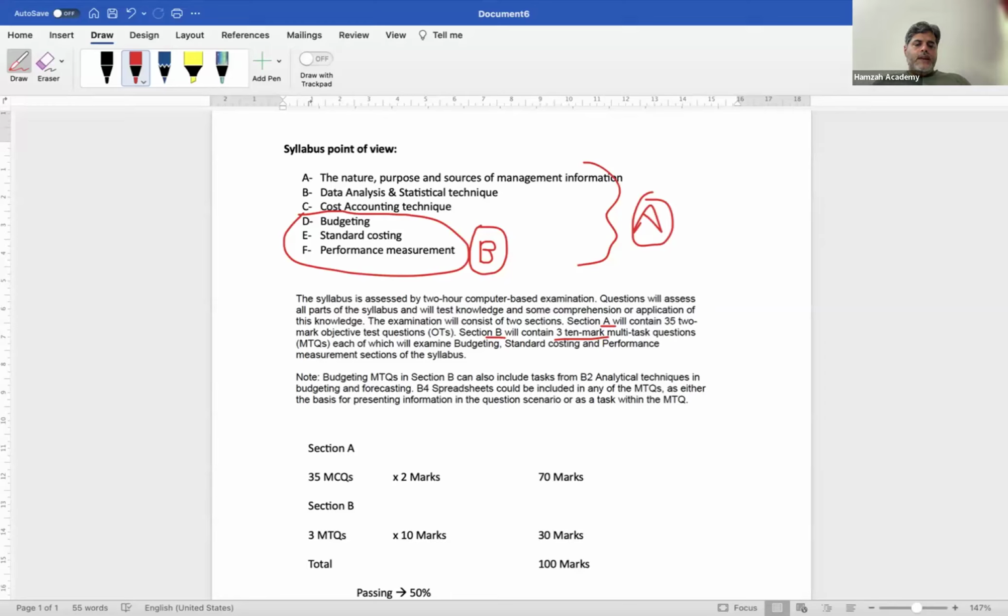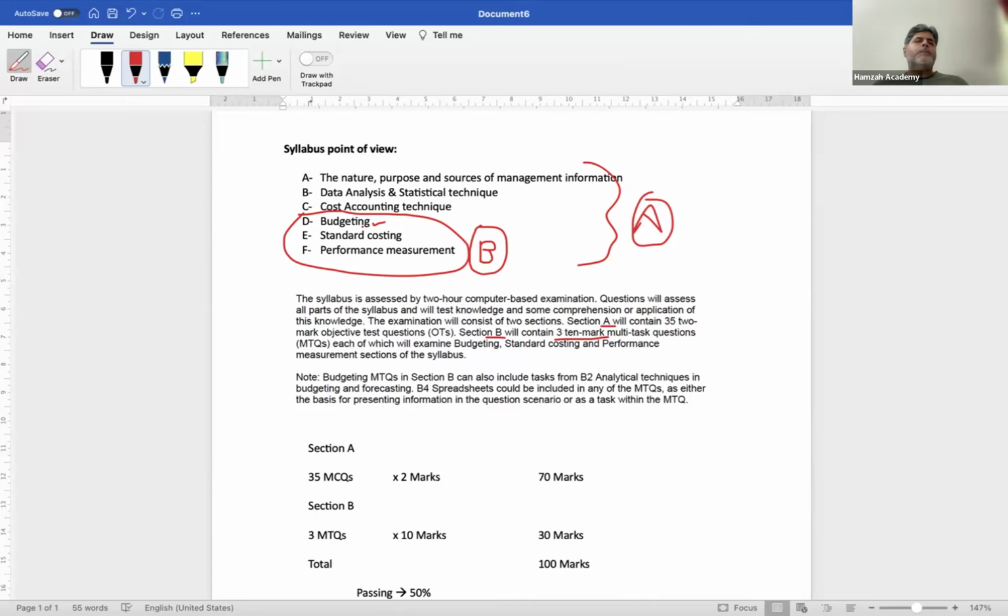And overall speaking, budgeting is something which is going to have your analytical techniques as well. That is a comparison along with the ratios, where you have to talk about the performance evaluation as well. We'll talk about each and every area in detail, so you don't have to worry. This is saying that the budgeting MTQs in section B can also include tasks from B2, that is, the analytical techniques in budgeting and forecasting.